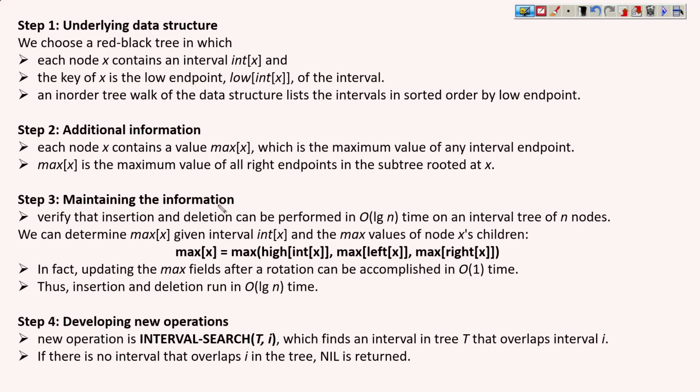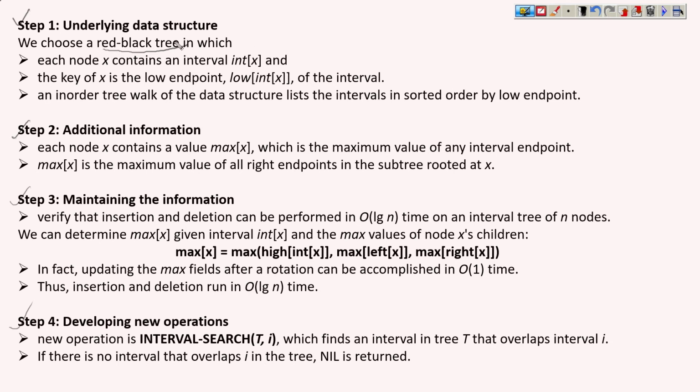So let us see whether whatever we have discussed so far is a feasible augmentation or not. Because in order to make any augmentation feasible, we need to verify four steps. The very first thing is we need to identify which data structure we are going to use. So we have identified the red black tree to be augmented.